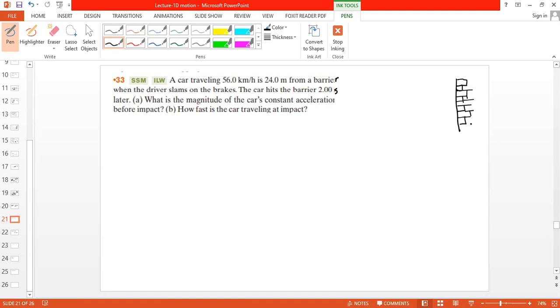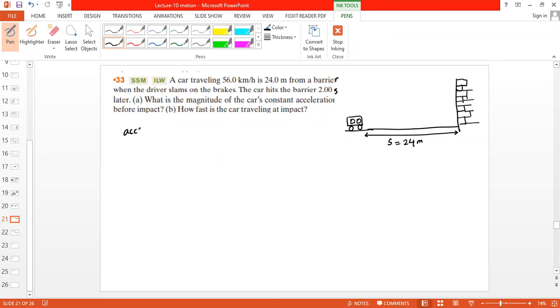This is a brick wall, whatever. And this is a road, and there was a car here, let's say. The distance between the car and the wall is 24 meters. When the distance between them is 24 meters, the driver slammed the brake, and that is a constant deceleration. That means slamming a brake is a deceleration.